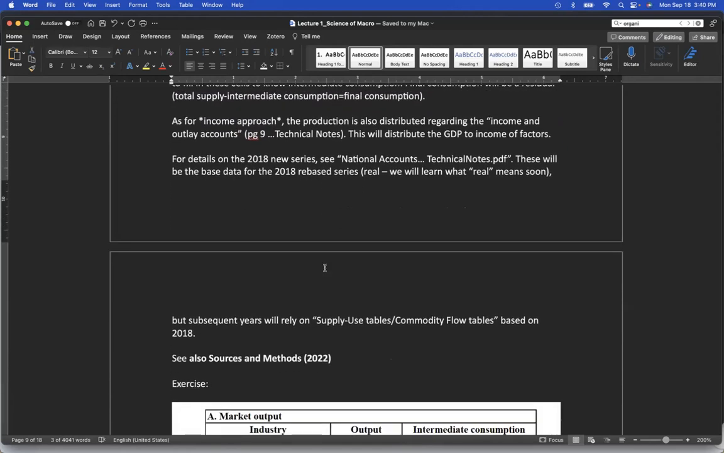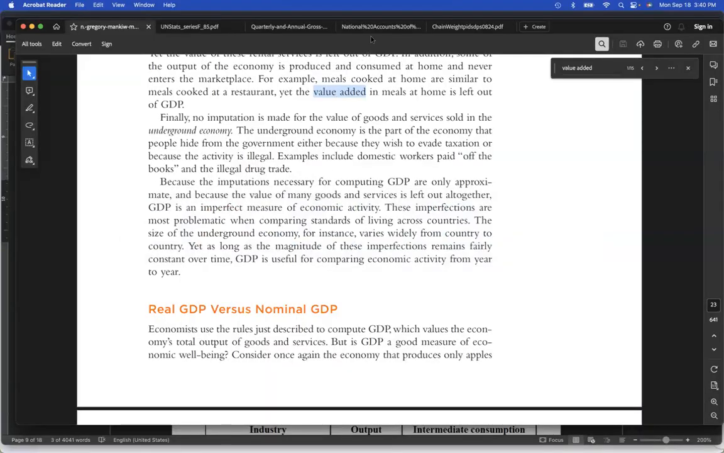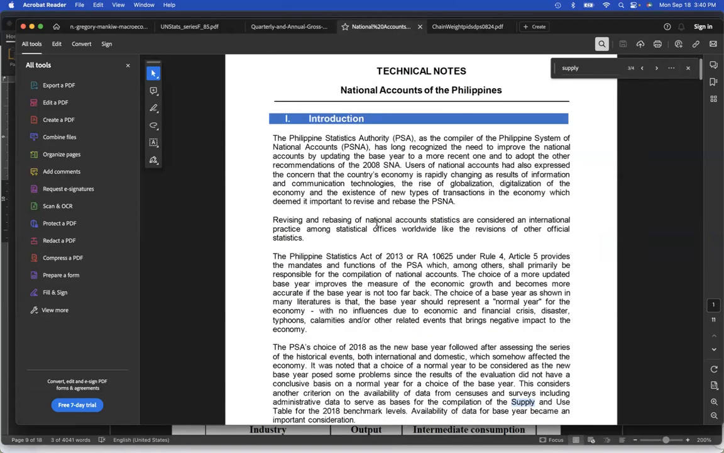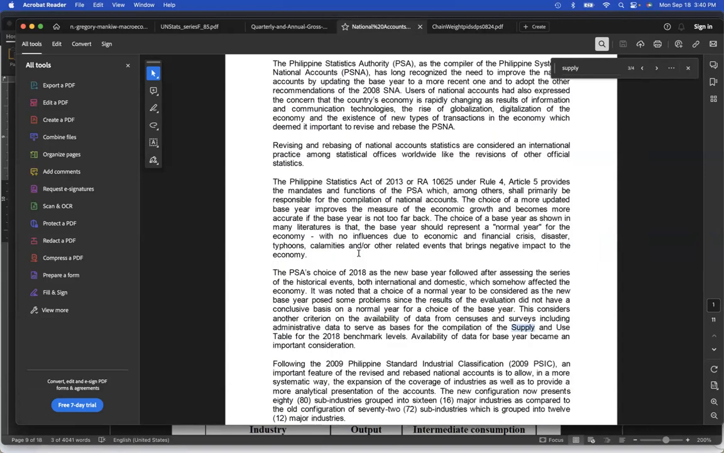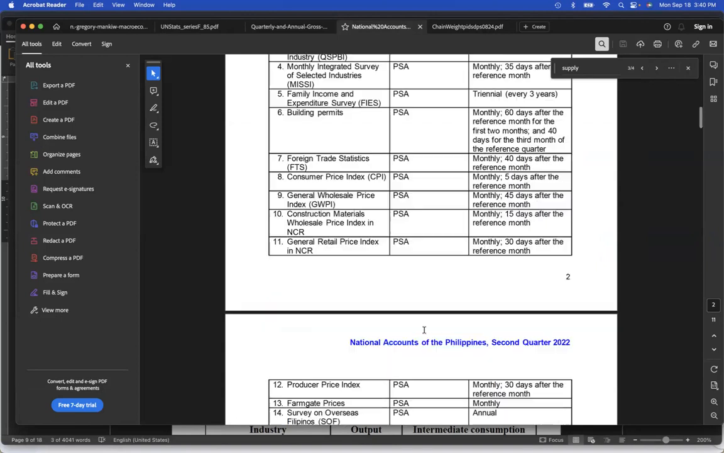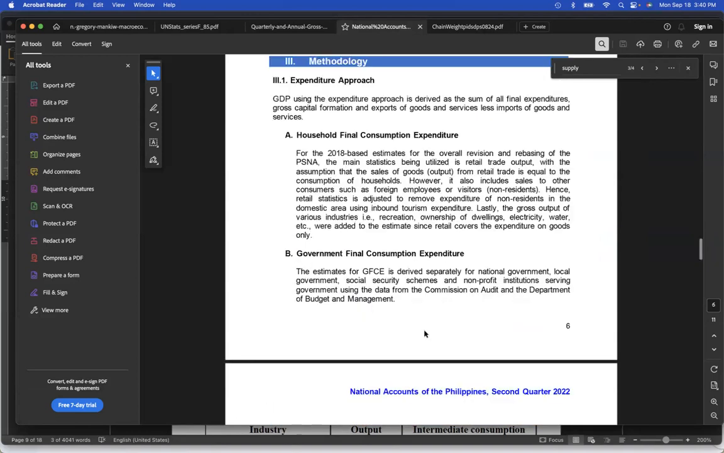Okay. So now I will show you guys some documents from the PSA. So these are some technical notes on the national accounts. And then you guys can download this. This is purely from the PSA. Iba-iba siyang quarter, but I just got one of the latest ones. It says here the different data sources that are used. This includes both for the GVA production and to allocate.